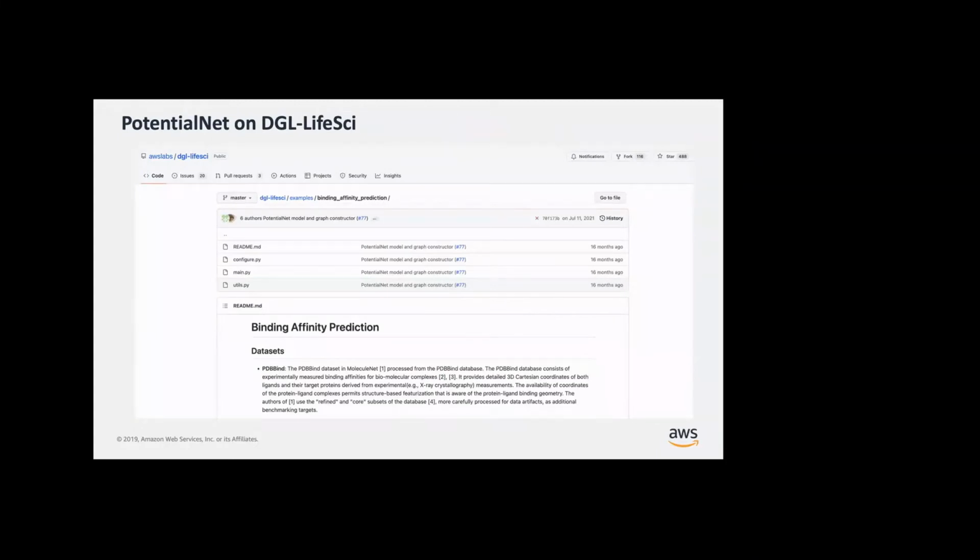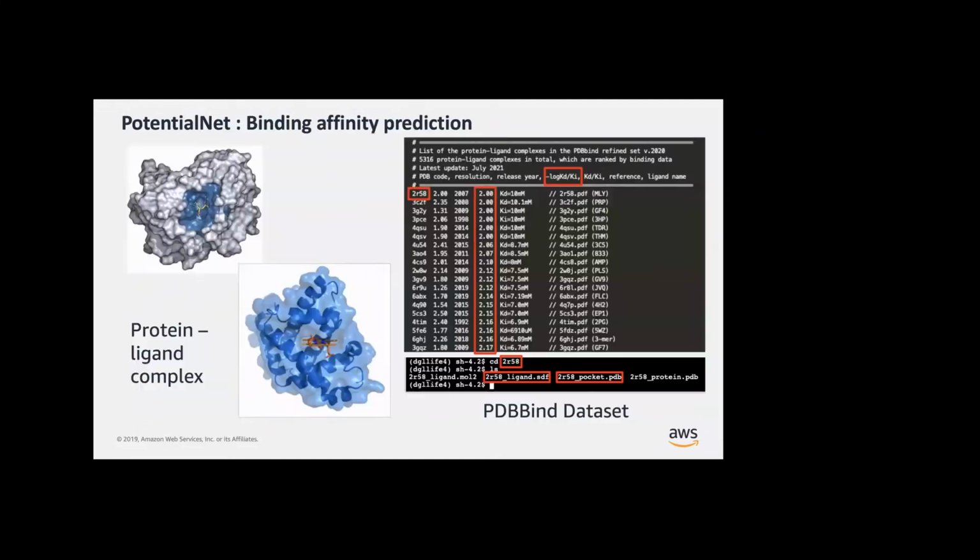So that's the thing. The GitHub page of DGL Life Science provides an example of binding affinity prediction, and it uses PotentialNet. If you're interested, you should definitely check it out. PotentialNet uses a public dataset called PDBBind.